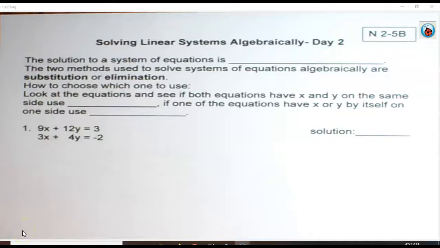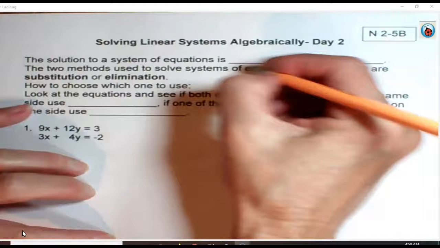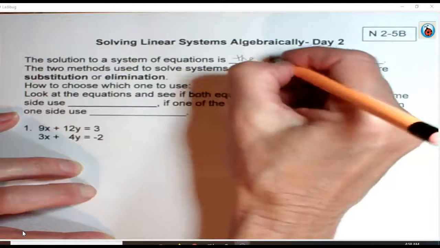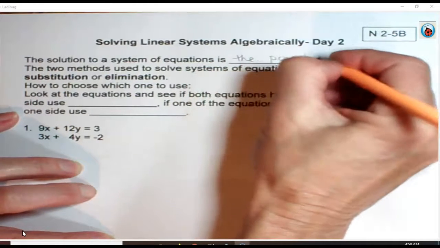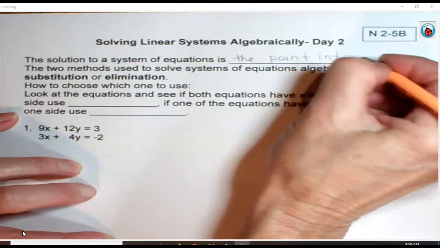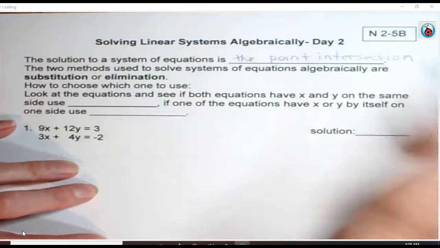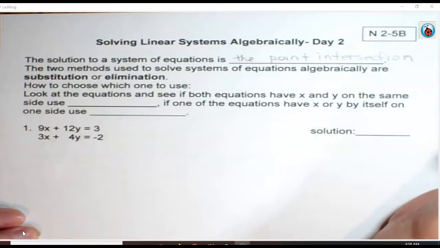Okay, solving systems algebraically, day 2. All right, we're going to look and see, this is day 2 of elimination. What is the solution to a system of equations? The point of intersection. So you're looking to see where the two lines, because we're doing linear systems, intersect.